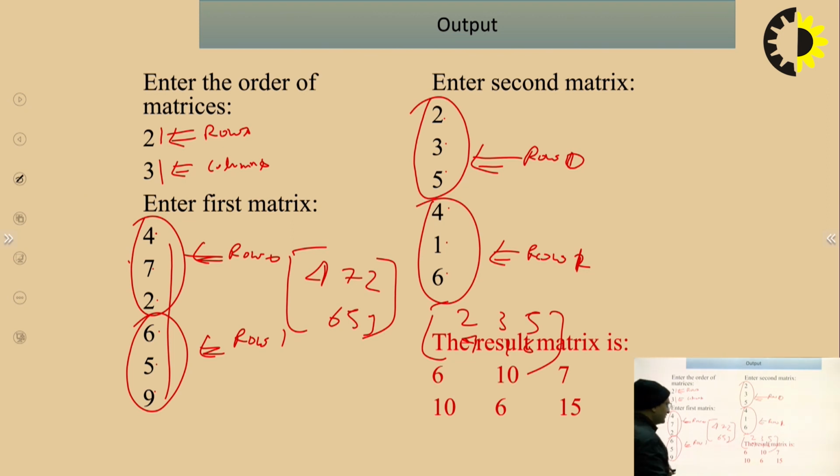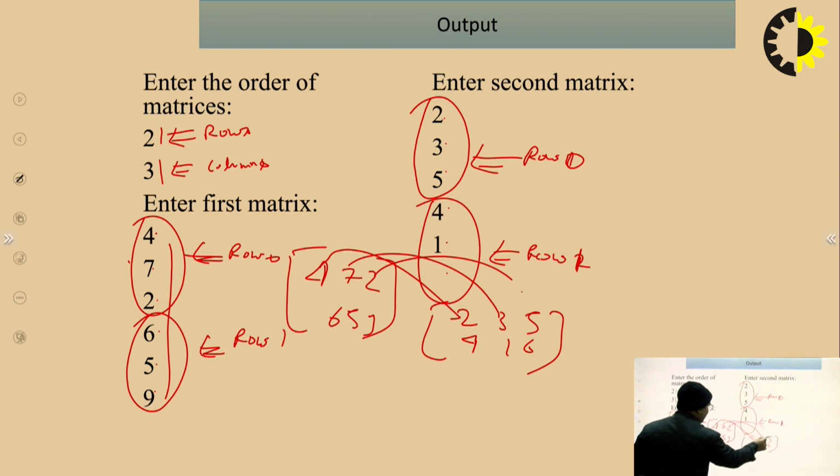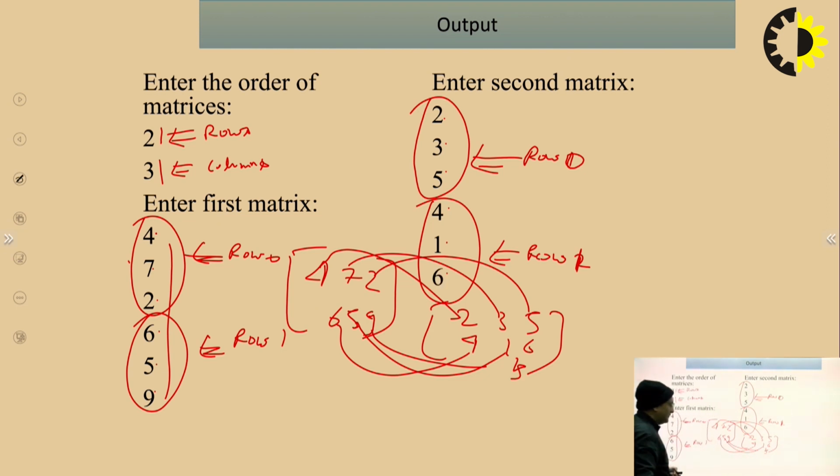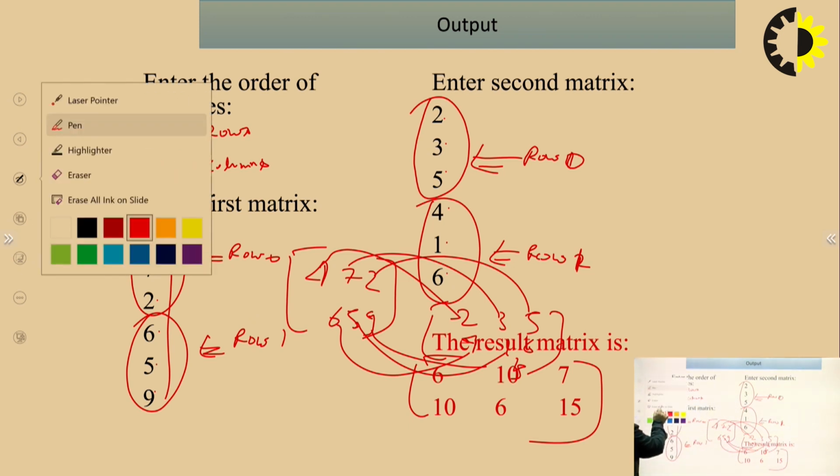So for sum, let's go back. 4 plus 2, 6, 7 plus 3, 10, 5 plus 2, 7, 6 plus 4, 10, 5 plus 1, 6, and this is 9 plus 6, 15, right? This is how we have the output through the representation, right?